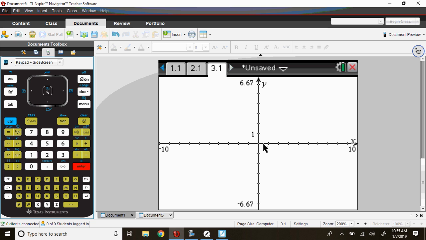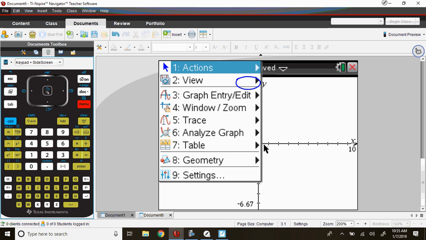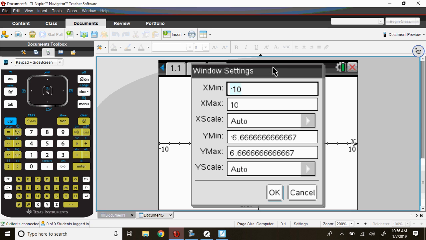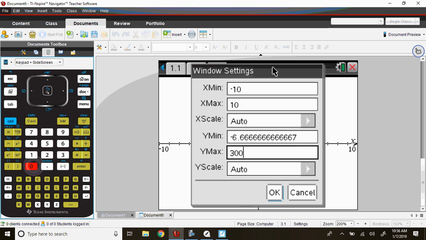I don't see it because the graph is translated up 3,000 units, and my window only goes to 6.67. Huh. Guess I better change that. Menu, window. I better change my window settings. X min and max I'm not going to mess with. But I know that my y-intercept is 3,000, so maybe I want to look a little bit higher. Maybe I'll go 3,001 for my y-max. Maybe I'll go 29.99 for my y-min.